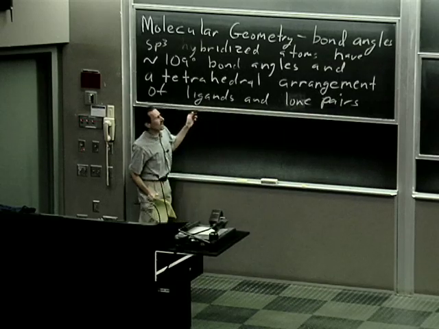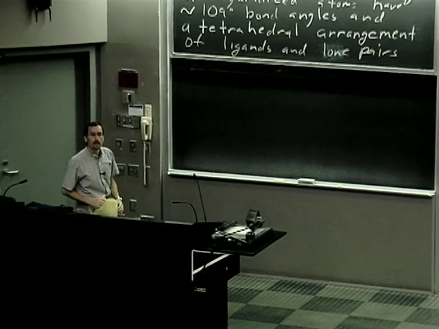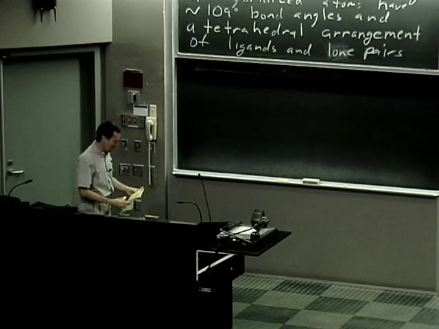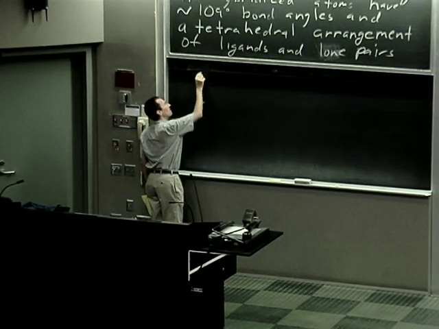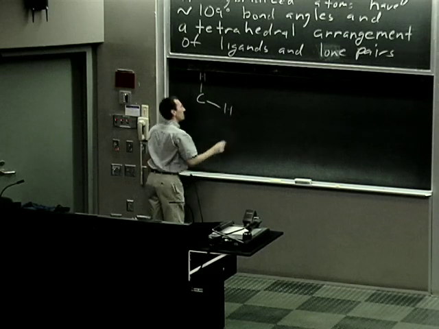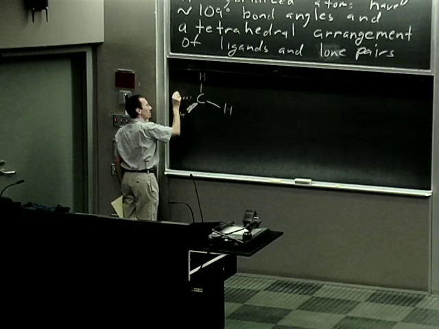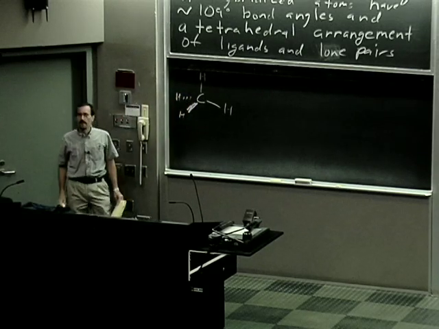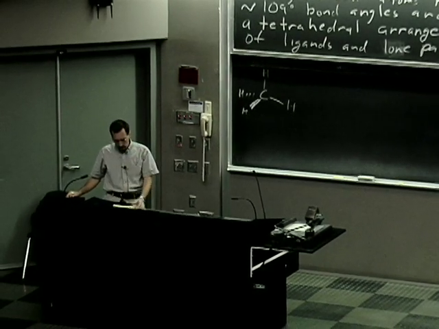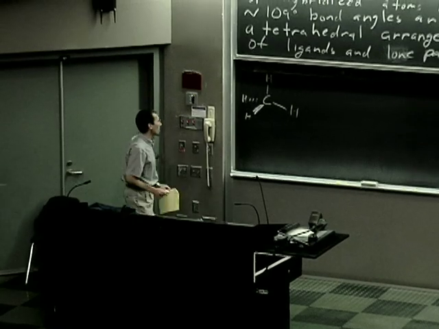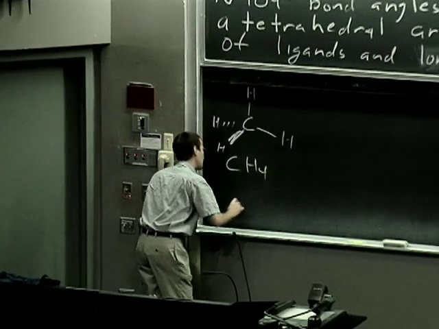So we started by talking about methane before, so that's where we'll begin right now. Here's methane. We have an sp3 hybridized carbon. And remember, we're going to think about the arrangement of ligands, the substituents on that carbon. So we would describe the geometry of methane as tetrahedral.